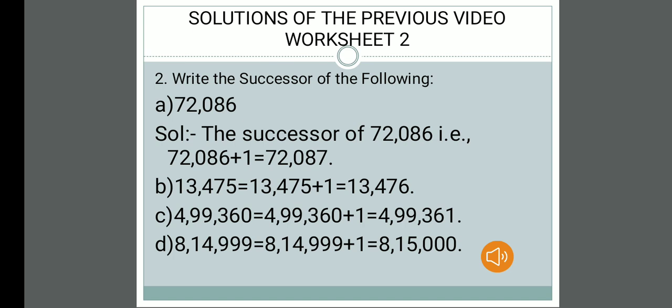B question: 13,475. Here also same, we have to add 1 to its unit place to get the succeeding number. It will become 13,476. C question: 4,99,360. Same here also, we have to add 1 to its unit place. So we'll get the next number. It will become 4,99,361. And last question: 8,14,999. So we have to add 1 to the given number and we'll get 8,15,000.